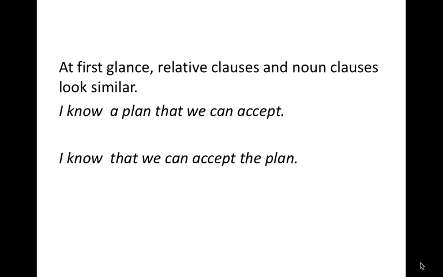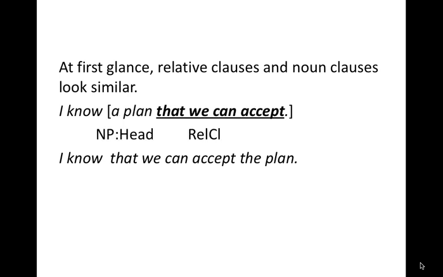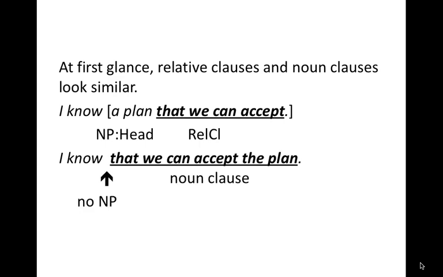Look at these two sentences. On the surface, they look really similar, but the structure is not the same. In the first one, we have a relative clause, that we can accept. You can tell it's a relative clause because it's modifying the head noun phrase, a plan. While in the second sentence, there is no head noun phrase there. And that we can accept the plan is a noun clause. It's taking the place of a noun phrase, not modifying one.